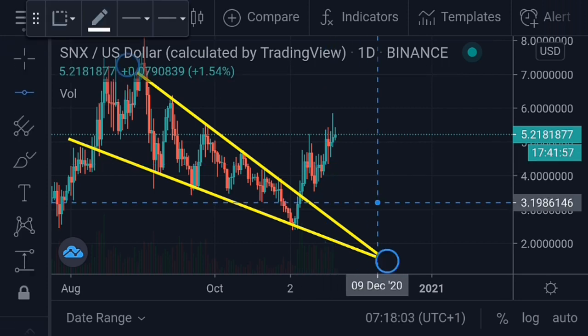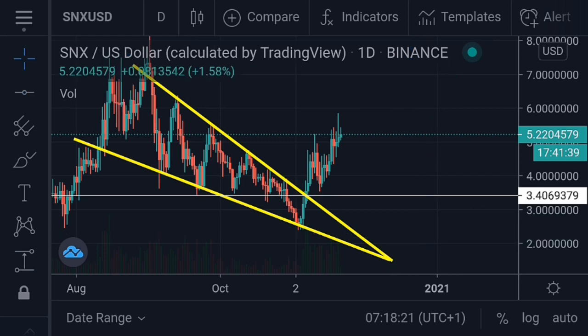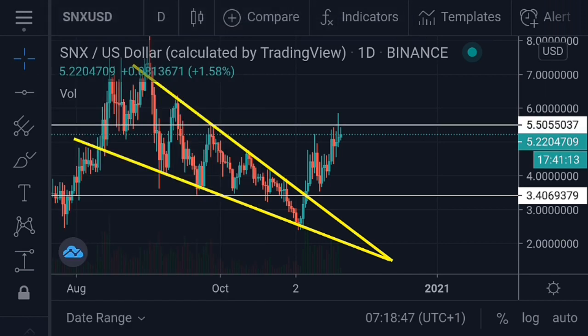The price broke out at around 3.4 Synthetix. That was where I entered my trade. So I entered my trade at around 3.4 Synthetix and I exited my trade at around 5.5 Synthetix.